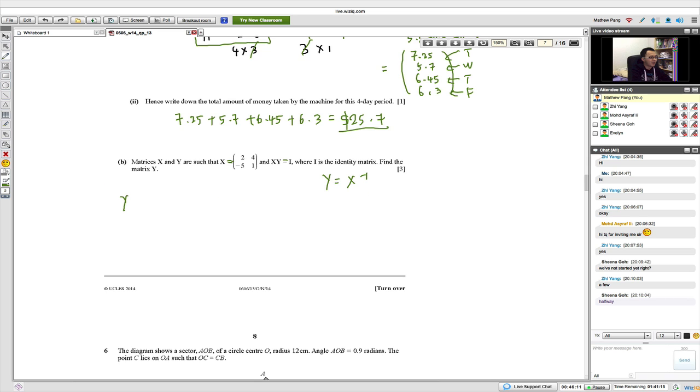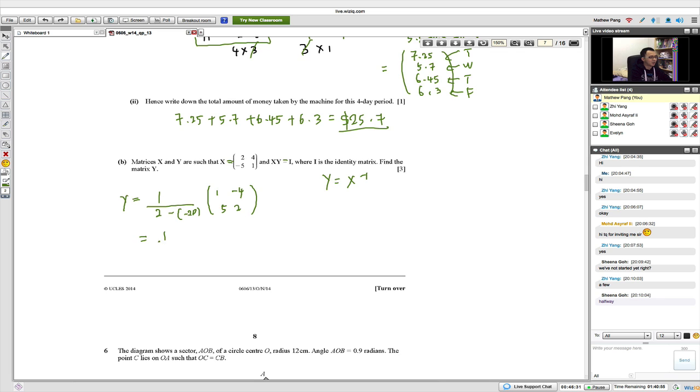Then Y will equal 1 over AD, which is 2, minus BC, which is negative 20. And then for this one, A and D change places, giving 1, 2, and for B and C I just add a negative, so it becomes positive 5.